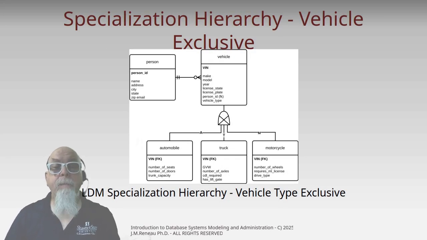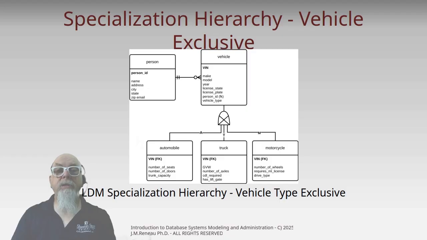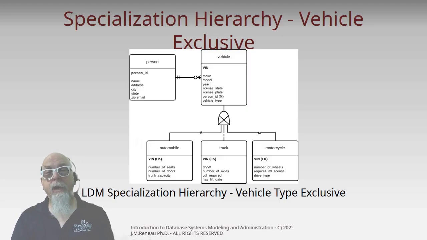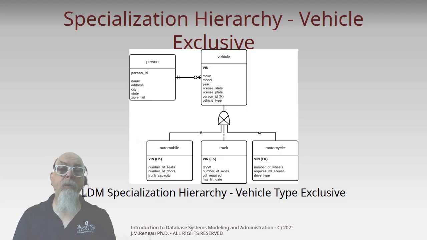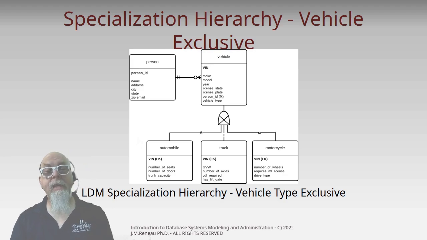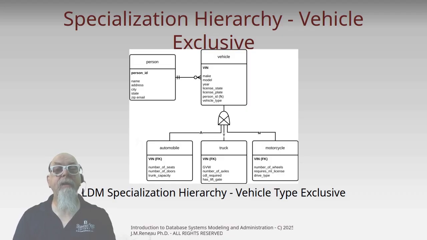Here's another example. Only in this example, we will see that the specialization is exclusive. So a person can own 0 or more vehicles. A vehicle is owned by one and only one person. We can see the person ID from the one table is a foreign key on the many table. We're using the vehicle identification number, or VIN, as the vehicle's unique identifier.